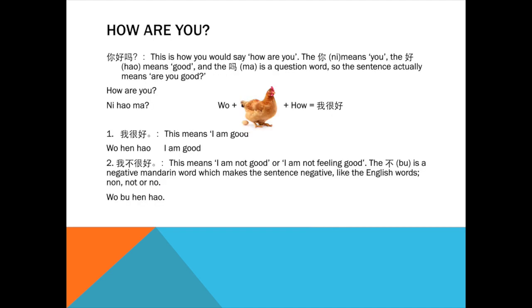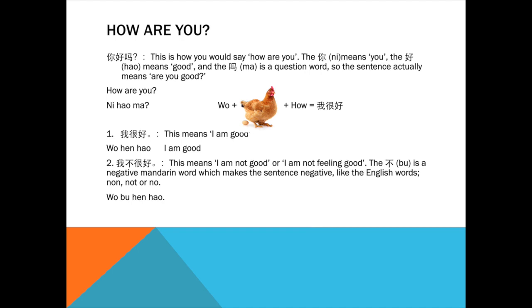Okay, so next we are going to be moving on to how to ask and answer the question, how are you? Ni hao ma. This is how you would say, how are you in Mandarin. The ni means you, the how means good, and the ma is a question word. So in Mandarin the sentence means, are you good? Repeat after me. Ni hao ma. How are you? Try to say ni hao ma 5 times, and if you need to, pause the video and practice more.